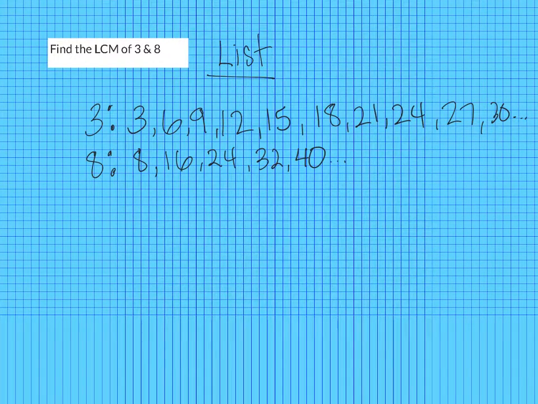But I noticed something. Because I'm trying to find what's in common, that's what the C stands for, I can stop right now. So I see that 24 is listed in the bottom and 24 is listed in the top. So by using the list method, I'm able to determine that my least common multiple is 24.